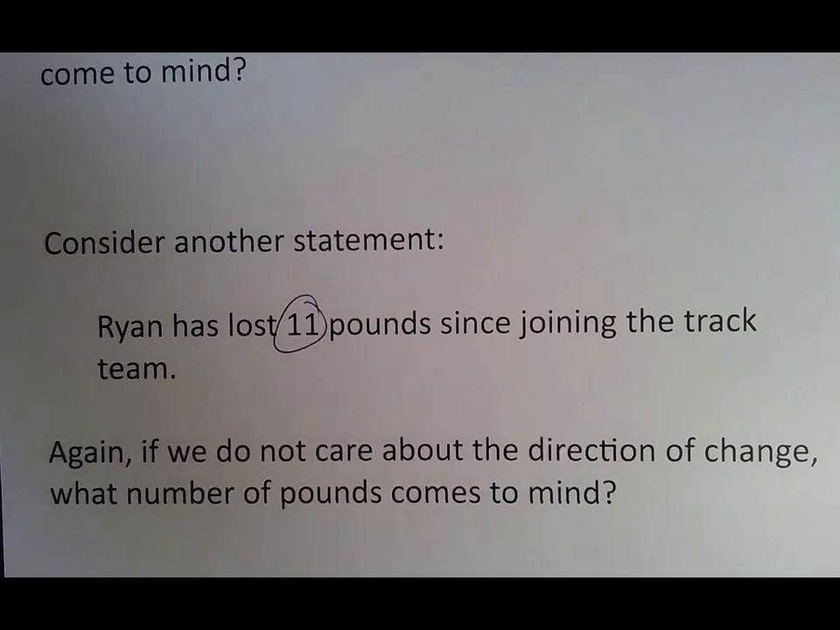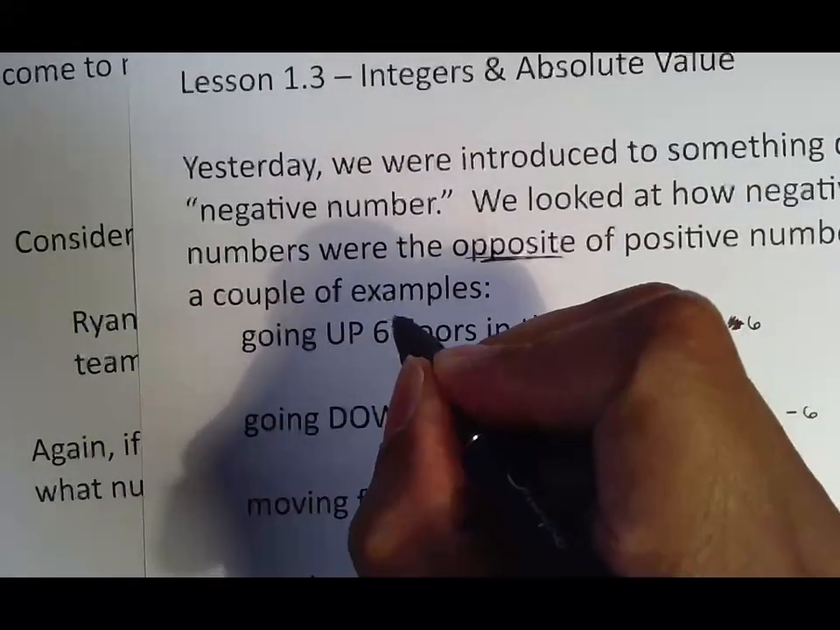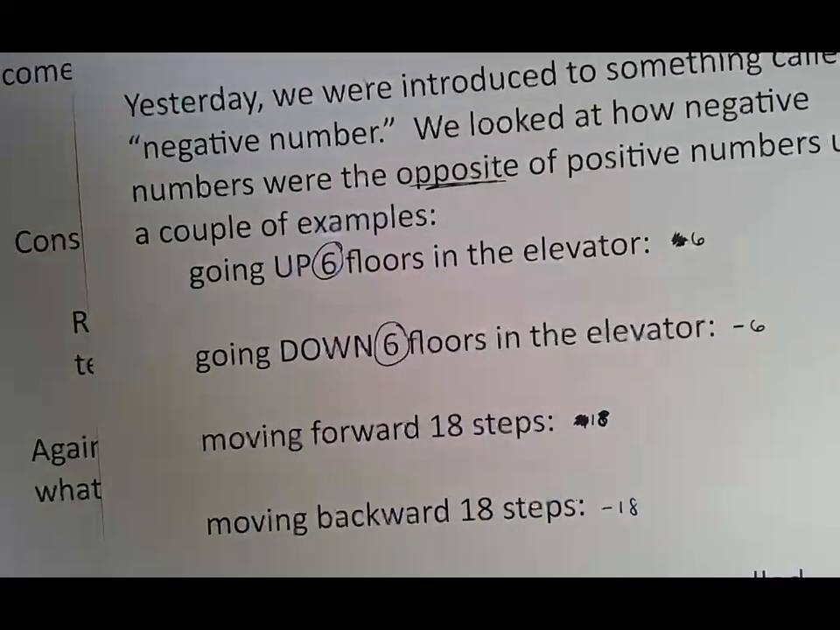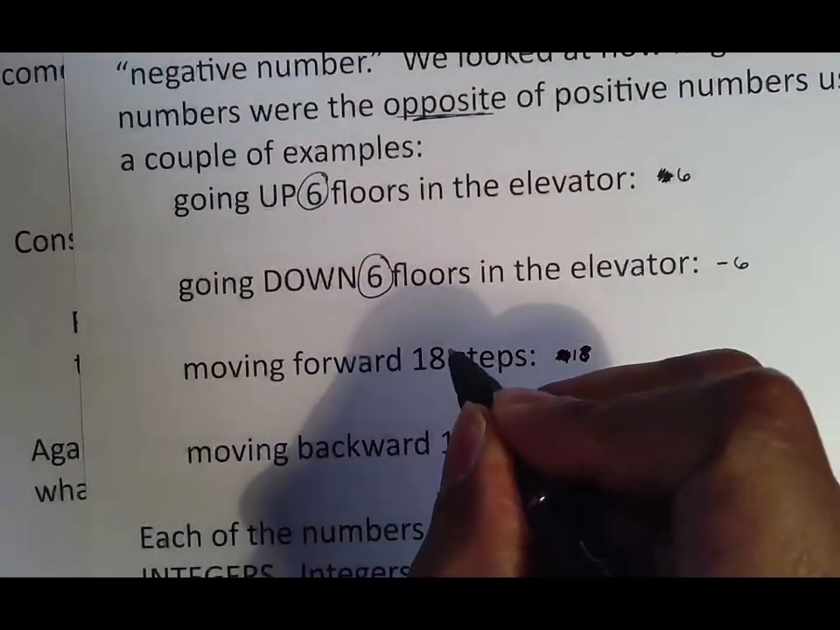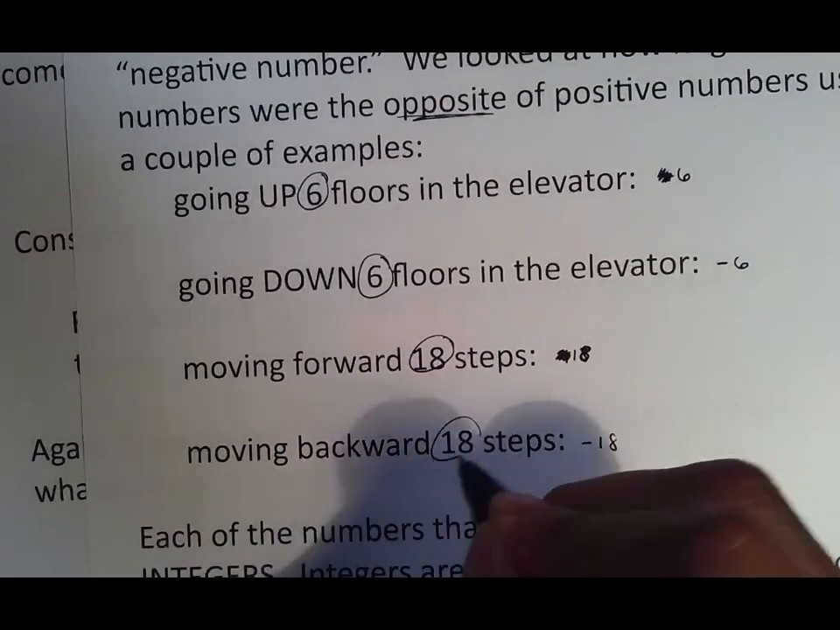So taking this back to our initial part, I don't care that I went up 6 floors. I care that we changed by 6 floors. I don't care that we went down 6 floors. I care that we changed 6 floors. That's the absolute value. All right. Moving forward 18 steps, I just care that we took 18 steps. Moving backwards 18 steps, I just care that we took 18 steps.